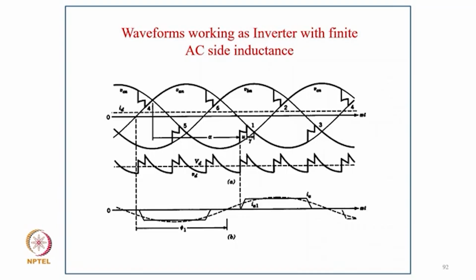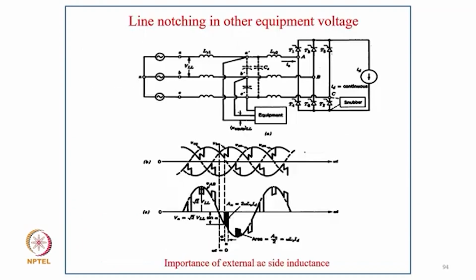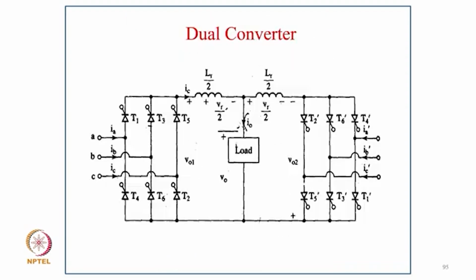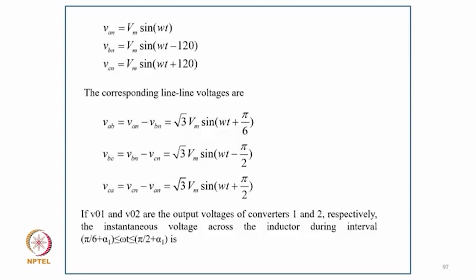And these are typical waveforms of the inverter with finite source impedance, and how the supply currents are there, and then typically circulating operation of the rectifier family of curves for typically importance of extinction angle during the inverter operation. And then the line notching in other voltages, importance of commutation inductance, and these are typically the dual converter, and the dual converter waveforms, the output waveforms of both the converters and interface reactor voltage.